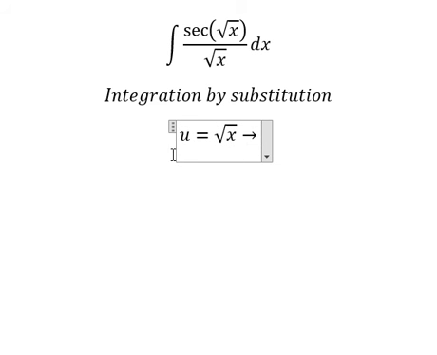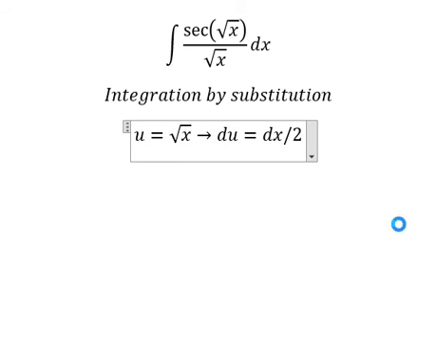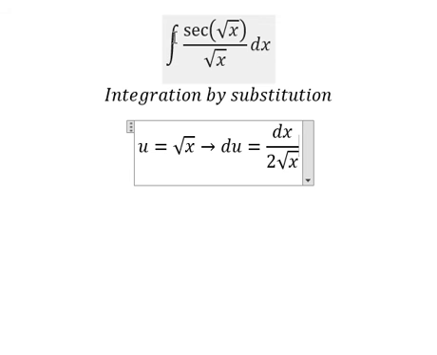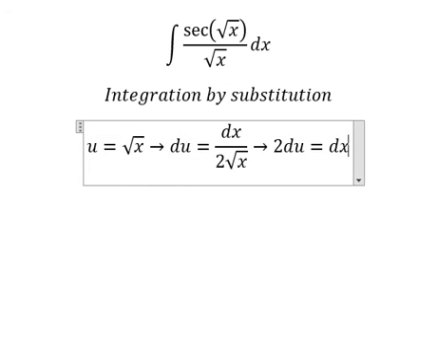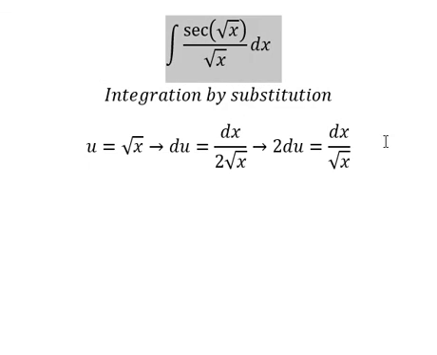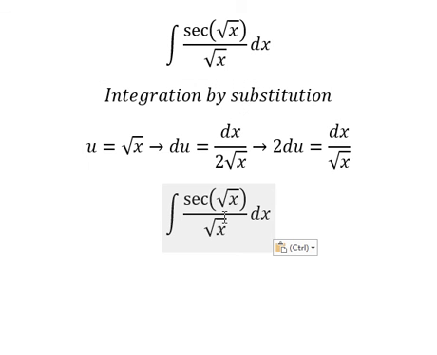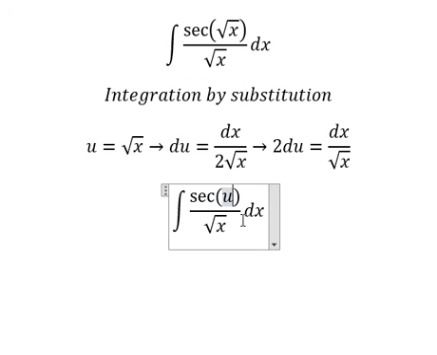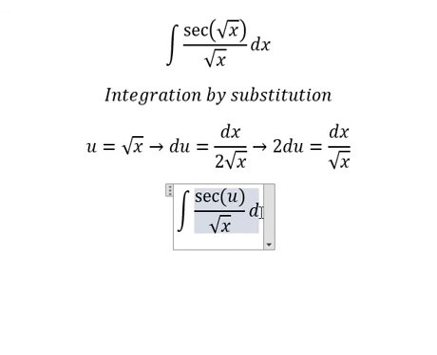We take the first derivative of both sides. We have ds over 2 times the square root of s. Because we don't have the number 2 here, we move the 2 to the left. This one we change to u. The ds over the square root of s we change to 2 du.